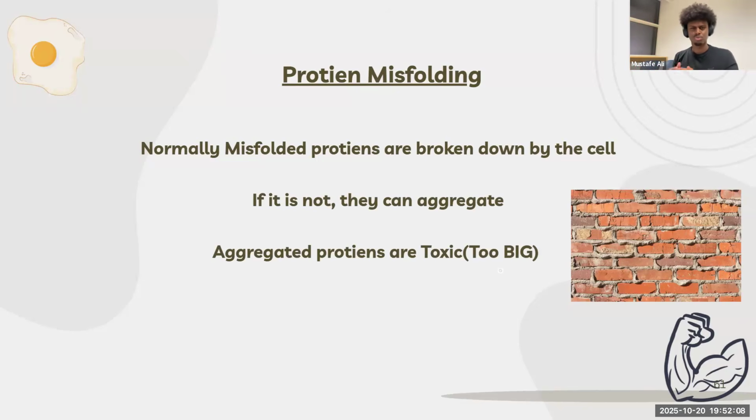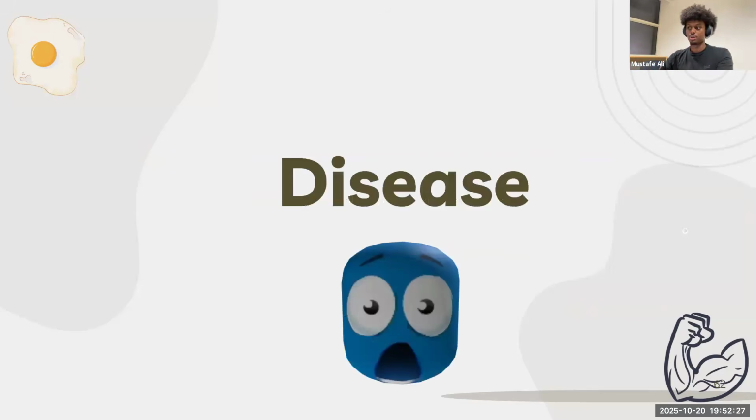Why? Because they can become really big. You can think about aggregated proteins kind of like cement and bricks, which sticks the bricks together, right? Aggregated proteins, or misfolded proteins, sorry, are sticky in nature. They stick onto one another and they become really big. And what can they lead to? They can lead to disease. And this is very bad.